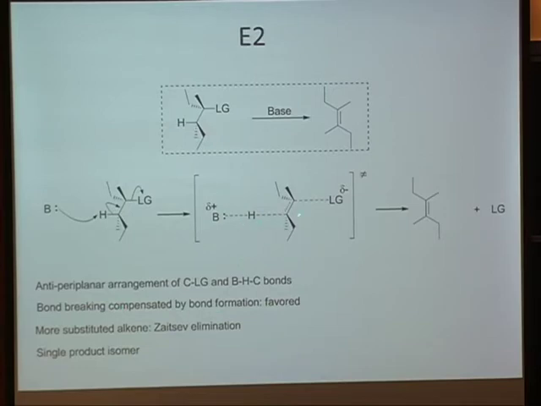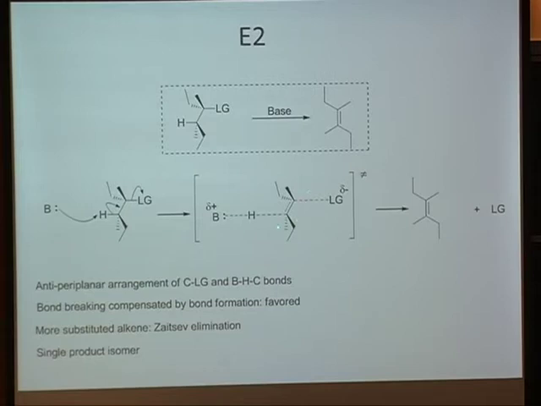Now, is the bond breaking compensated by bond forming? Yes, it is. You're breaking this bond, and you're compensating that by the formation of this pi bond as well as the formation of the B-H bond. All right? So it's much better than the first order reaction, where the bond breaks first. Get it so far, what you just said? Please ask questions if you have them. Now, you have a question?